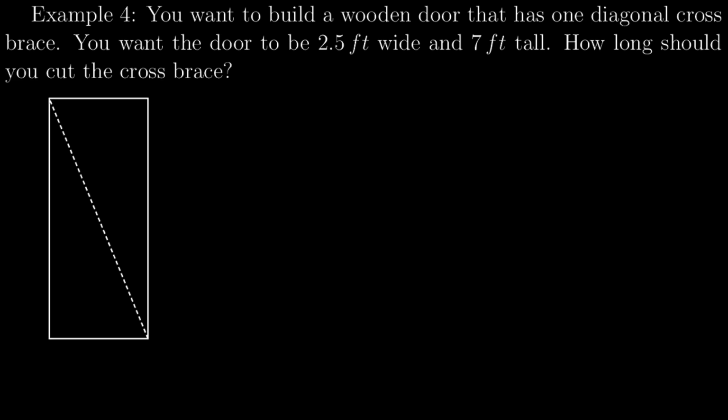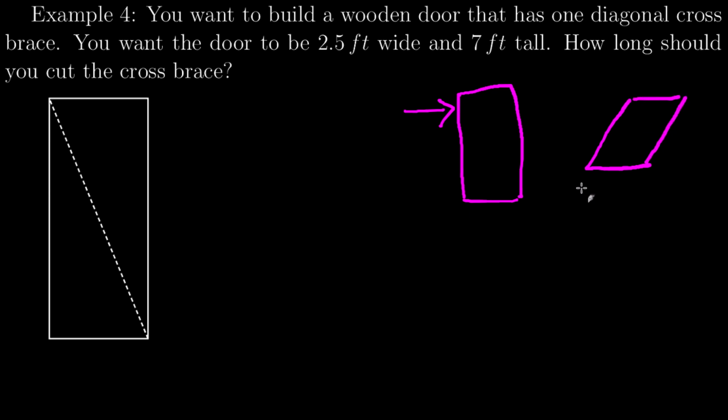Okay, last one. You want to build a wooden door that has one diagonal cross brace. You want the door to be 2.5 feet wide and 7 feet tall. How long should you cut the cross brace? So this is another very realistic problem. If you had a rectangular frame, and it's just a rectangle, and you put a little bit of side force on it, this rectangle can tend to very easily collapse. So if I don't have any type of support, it can fall apart and these pieces here can break.